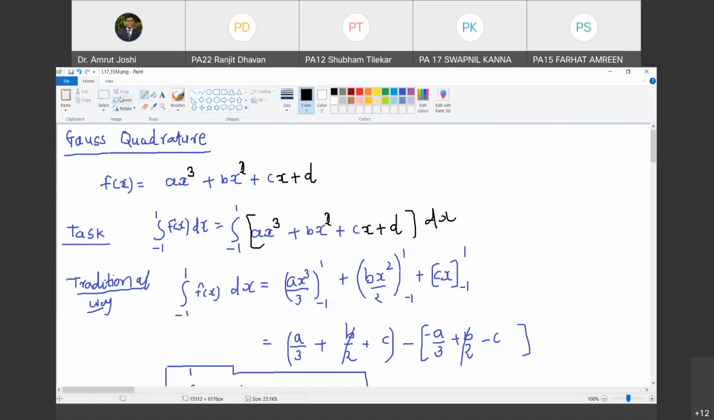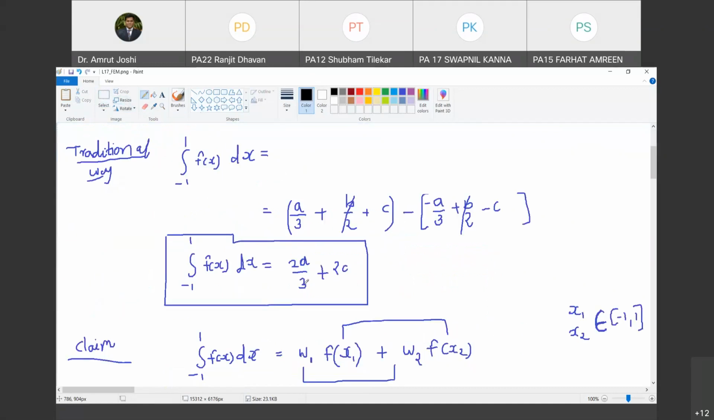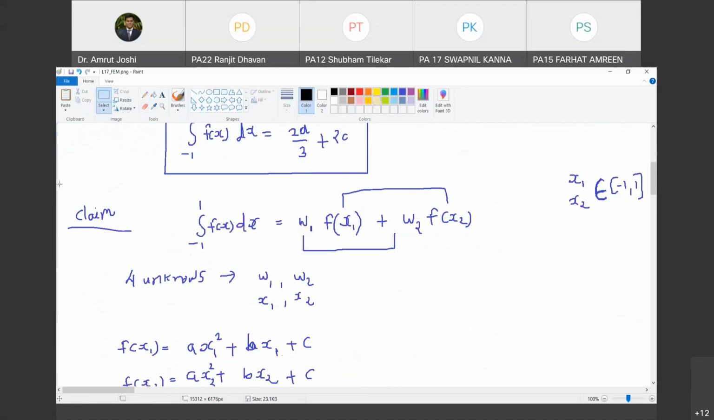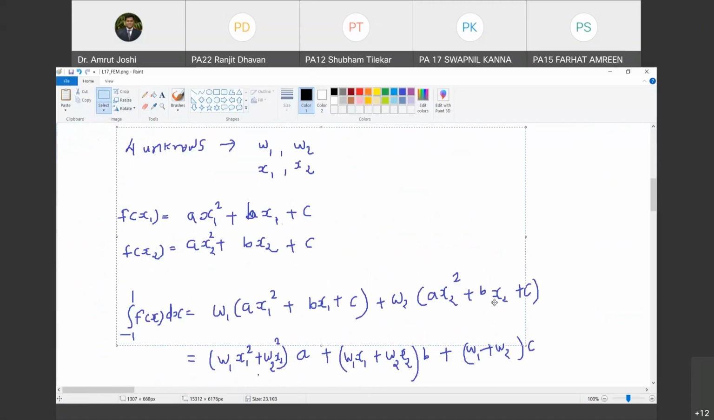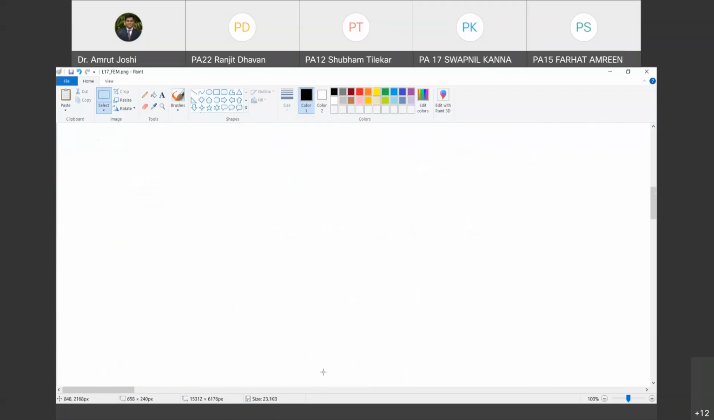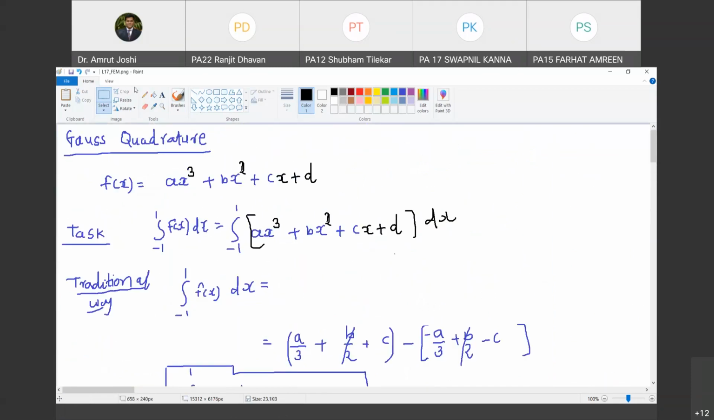So what will be the integration? Let us calculate. X4 upon 4. I think we will have to redo this. So this is fine. We'll redo quickly. So tell me what is integration ax cube? It is ax raised to 4 upon 4.